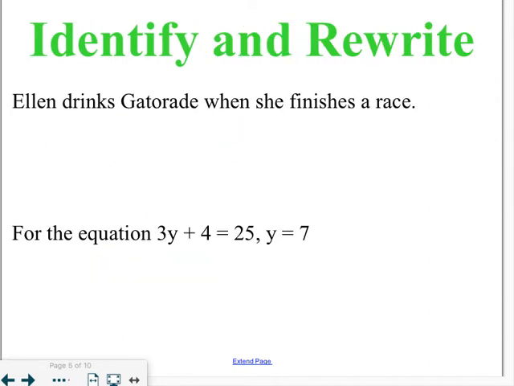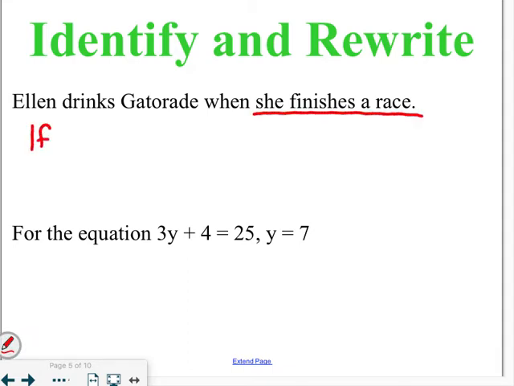Other things that we have to be able to do with this is to be able to rewrite statements that are not in conditional format and then be able to identify our hypothesis and conclusion. So for example, Ellen drinks Gatorade when she finishes a race. We want to figure out which part of this is certain. Do we know that that is the only time that she drinks a Gatorade? No, but we can say for certain that if she has finished, she will be drinking a Gatorade. So this part at the end is actually our hypothesis.